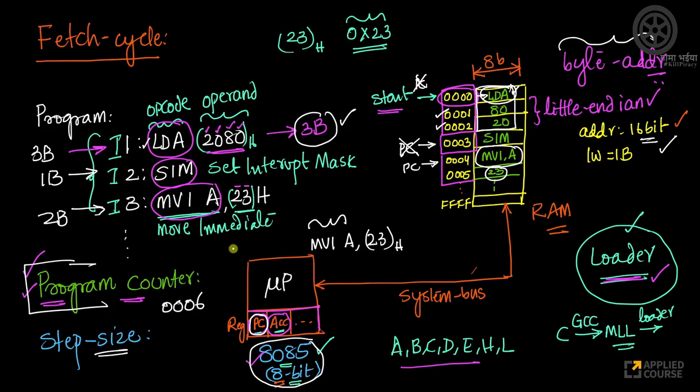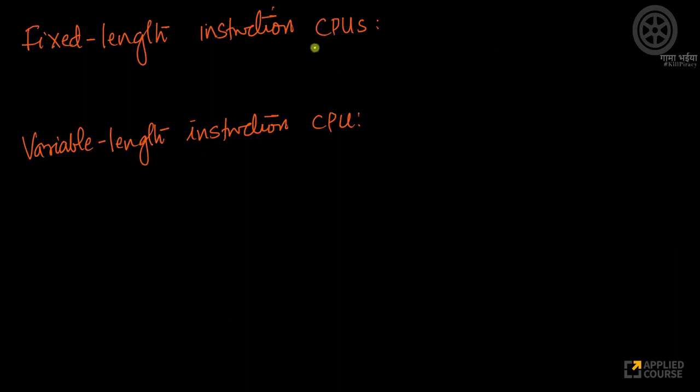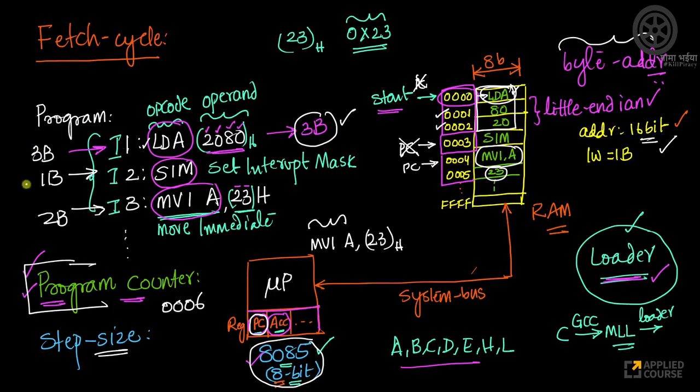Okay. So I hope this whole logic is clear. It's a very simple concept. It's not rocket science. Now, there are two types of CPUs as far as instruction length is concerned. Look at this. This is a 3-byte instruction. This is a 1-byte instruction. This is a 2-byte instruction.